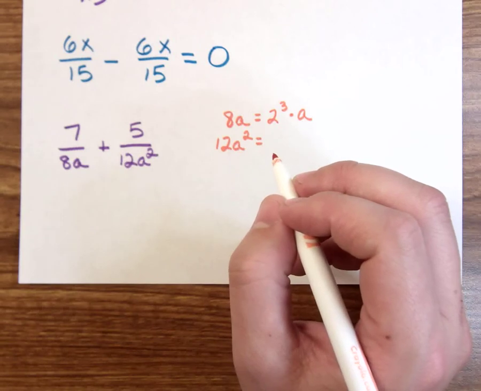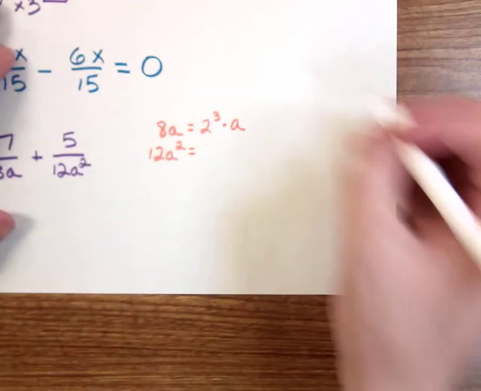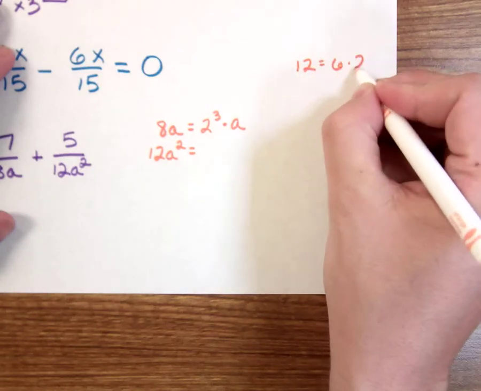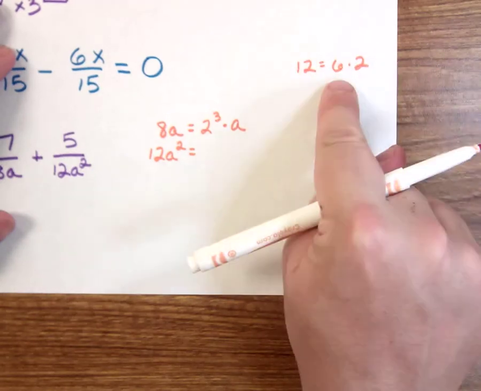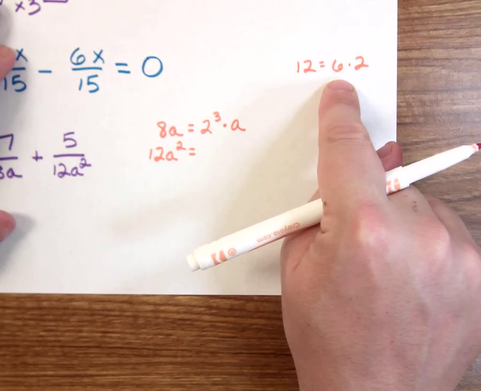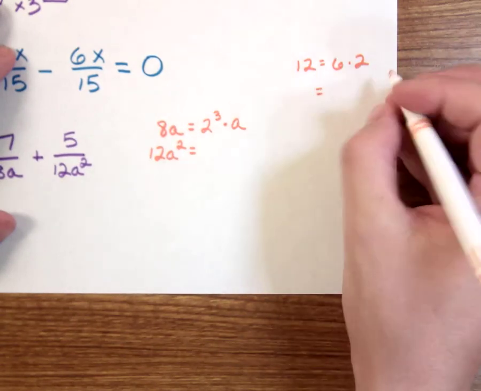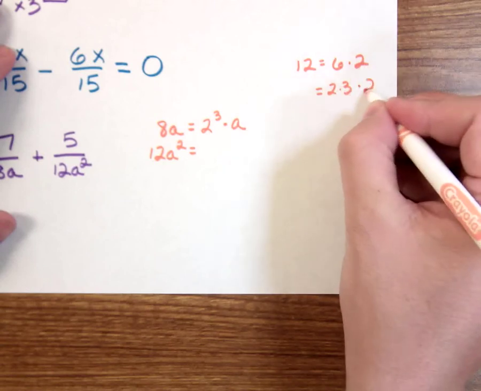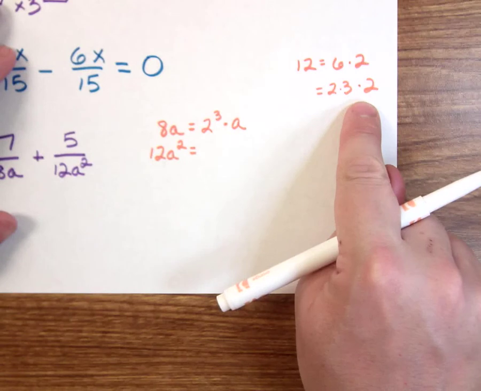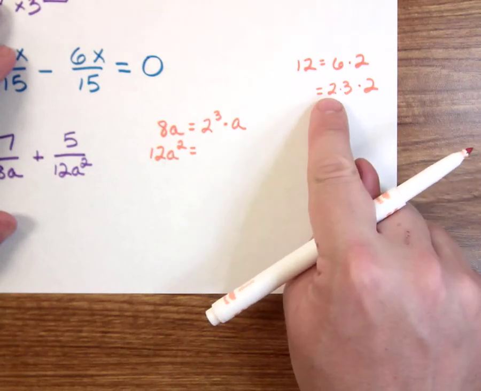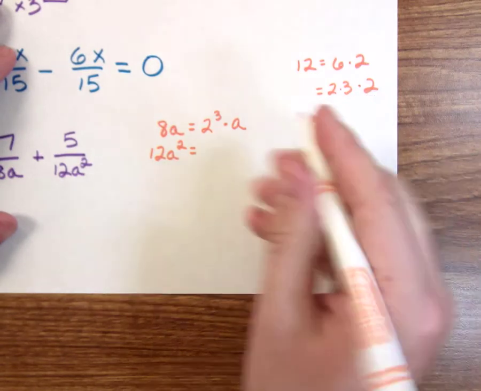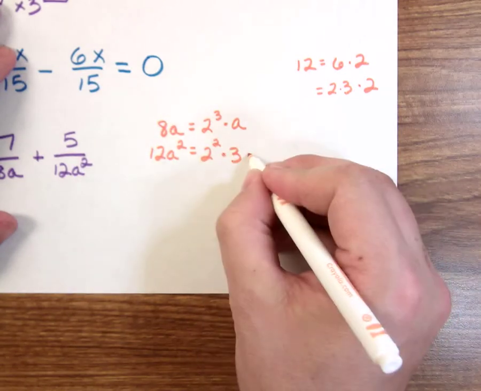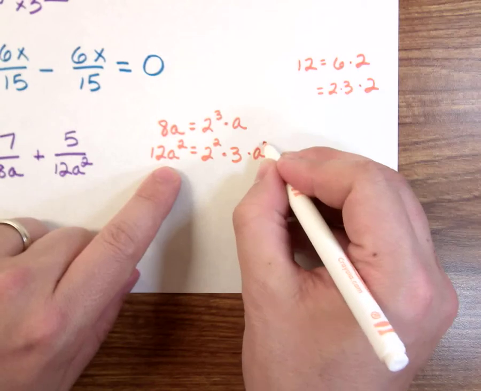Six and 2 works, but 6 isn't prime. Let's come over here and do this. 12 is 6 times 2. 2 is a prime number, but 6 isn't. So what are multiples of 6? 2 times 3. So 2 times 3 times 2. That's 12. Now all three of these are prime, so we're good there. So it's 2 times 3, or 2 squared times 3 times a squared.